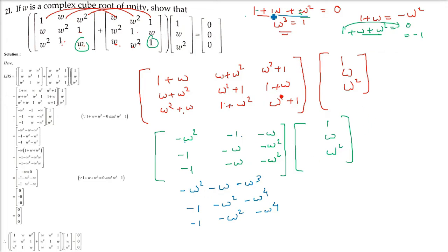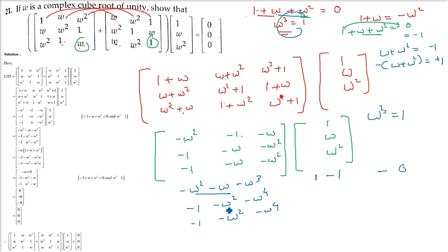It is going to be omega plus omega square is going to be minus 1. Just take minus both sides. Omega plus omega square will be what? Will be 1. What is omega cube? As I said, it is 1. Omega cube is 1. So just write 1 here. 1 minus 1 will be 0. So the first row becomes 0.